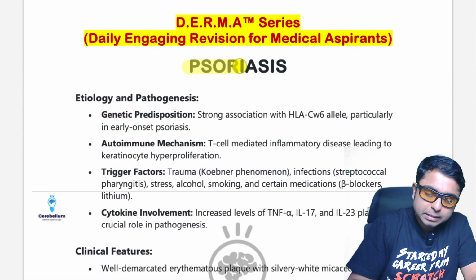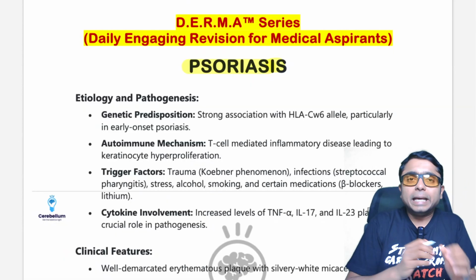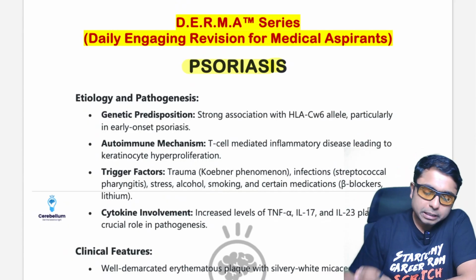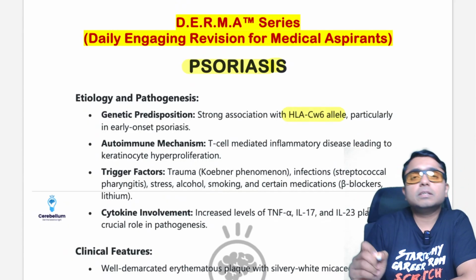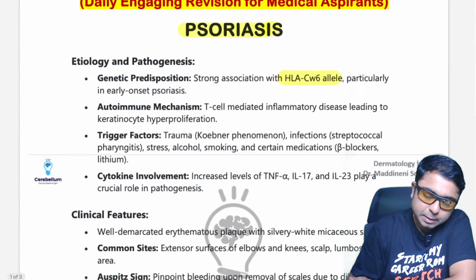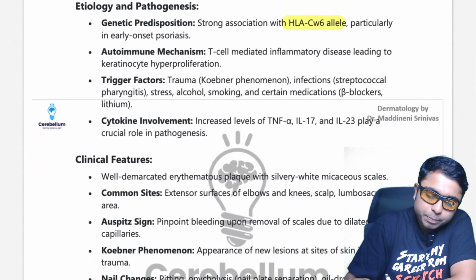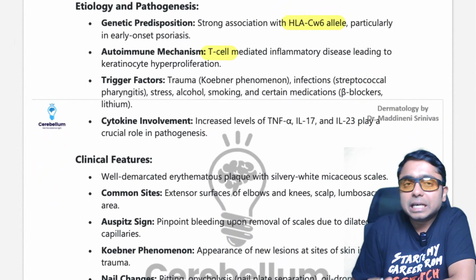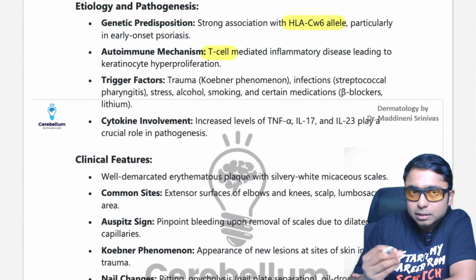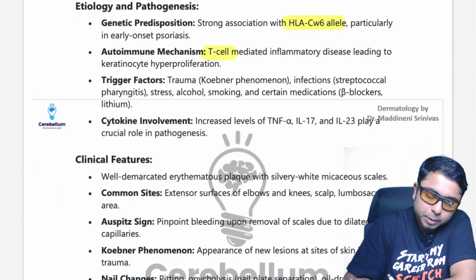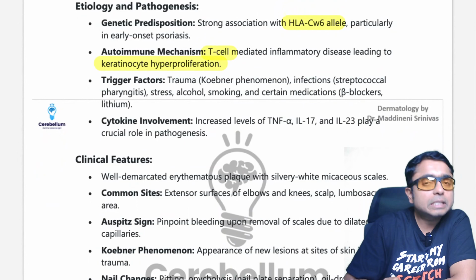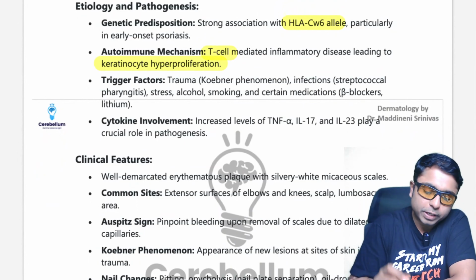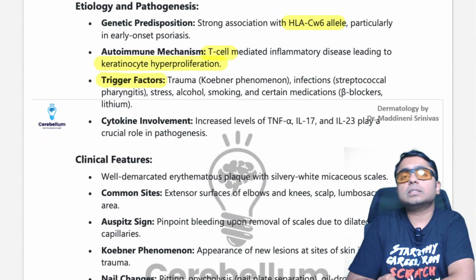So psoriasis. Regarding etiopathogenesis, you need to remember that this is having important association with HLA-CW6. And in the immune mechanism, T cells are going to play a very key role. This is an autoimmune disorder, if you remember, because of which ultimately there is going to be a keratinocyte hyperproliferation. And there are various triggers for psoriasis.